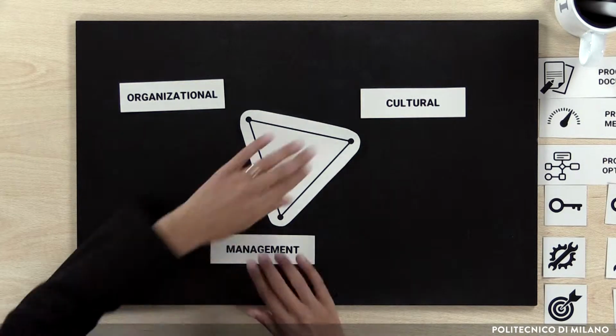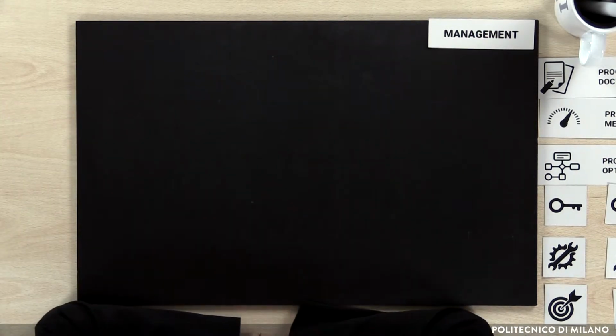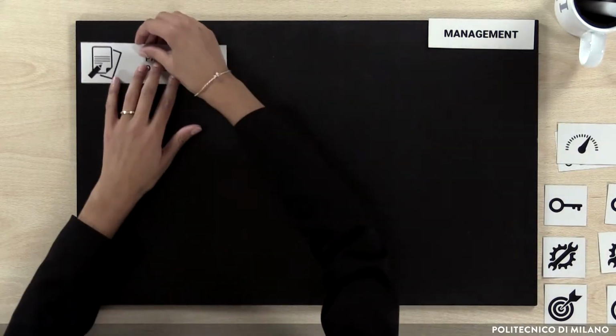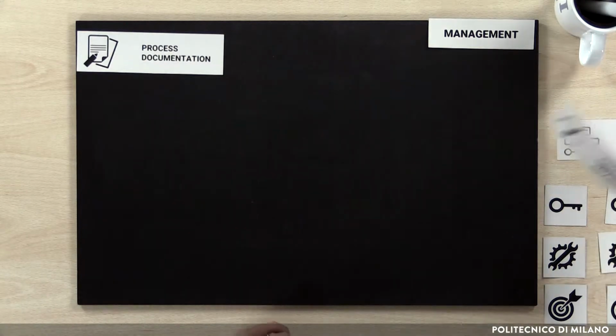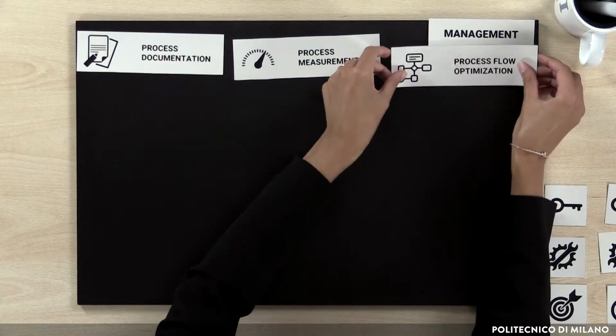In this lecture, we are going to talk about management principles for process management. These principles relate to managerial practices and logics that support the adoption of process orientation in a company. In particular, there are three principles belonging to this category: process documentation, process measurement, and process flow optimization.